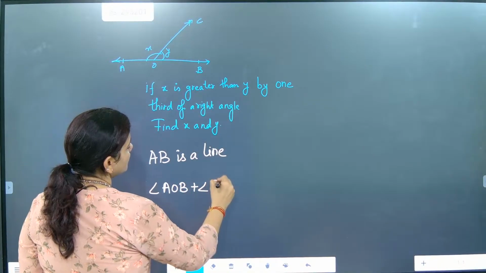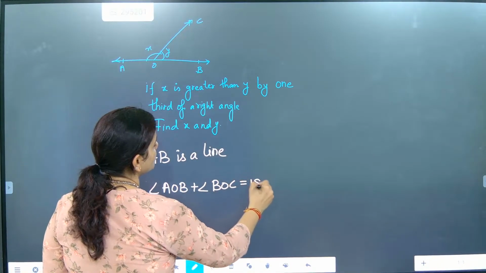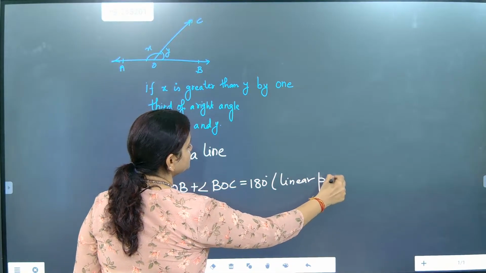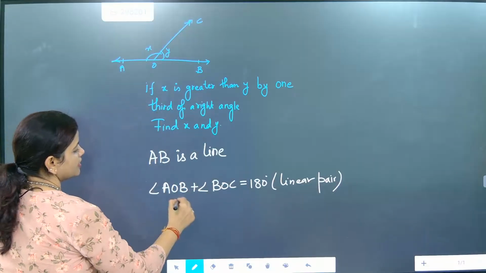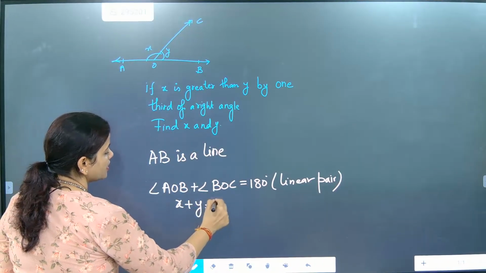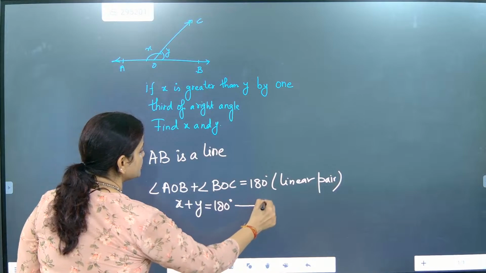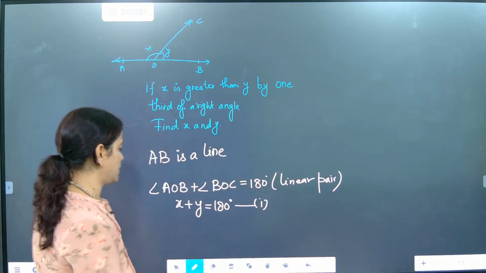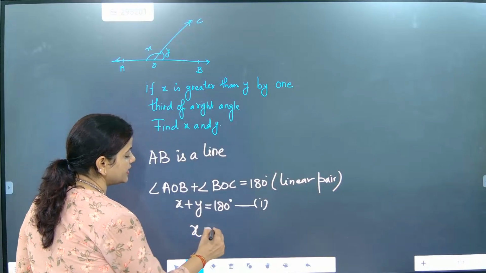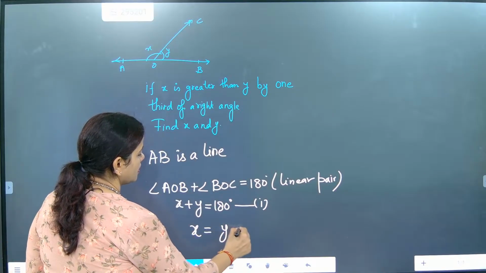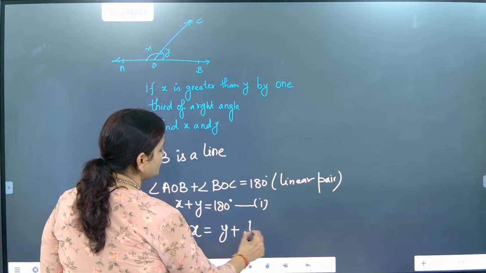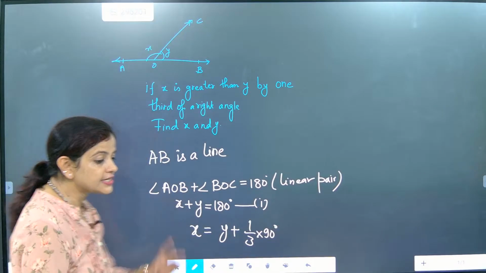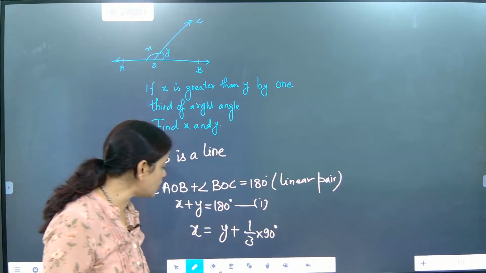Now angle AOB plus angle BOC is equal to 180 degree. Here you can see a linear pair. That is x plus y is equal to 180 degree. Take this as equation 1. Now they are telling that x is greater than y by 1/3 of a right angle.